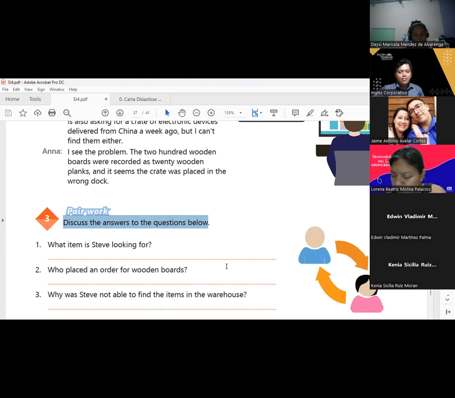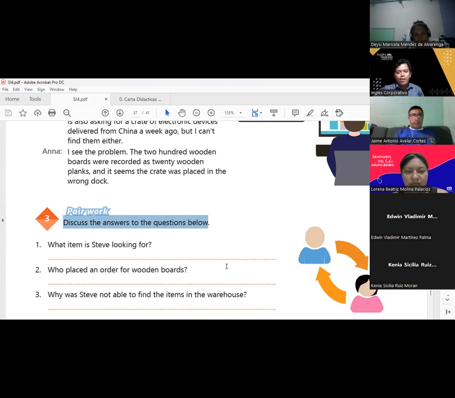In this case, guys, the question is in general. 200 wooden planks? And electronic devices. Exactly right. Very good. So the 200 wooden planks and the crate of electronic devices.